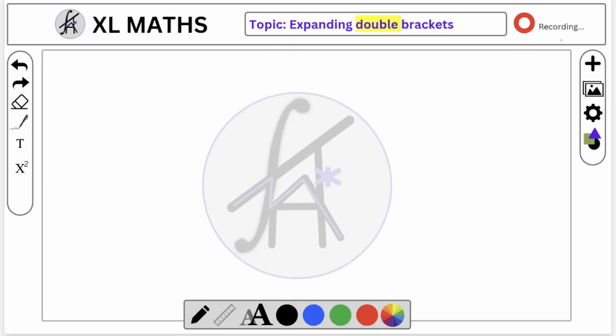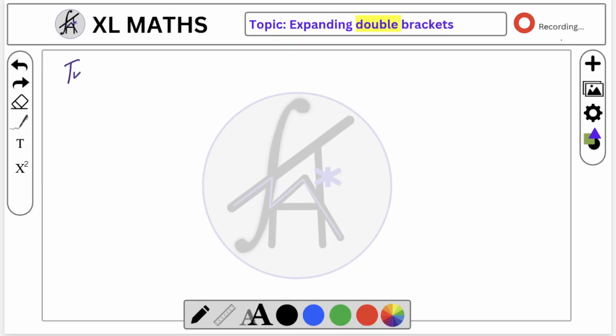So let's get started. Here we are going to be talking about expanding double brackets. You're going to be getting a series of concept recordings because in one recording I'm going to be focusing on one type of expansion. So here, the first type, let me show you a few types. What all could be the types over there.